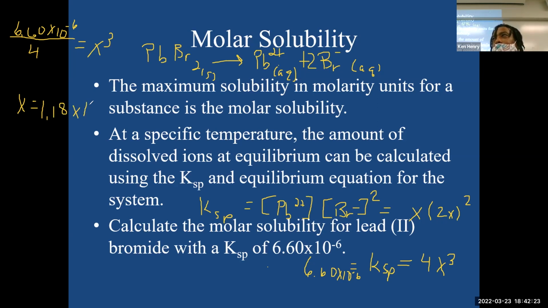(1.18 × 10⁻²). So that should be about right, yeah? I believe so. And that's molar. Okay, so then this would be the molar solubility, because it's going to be based upon the ion there, right? Or that 1-to-1 ratio. Whatever is in that 1-to-1 ratio. So this would be the molar solubility of the lead bromide. Does that make sense?